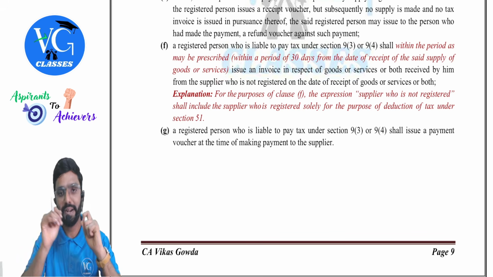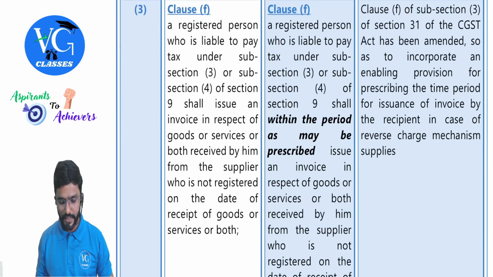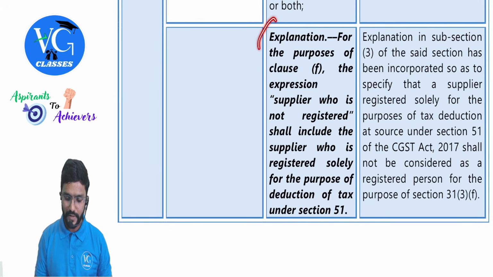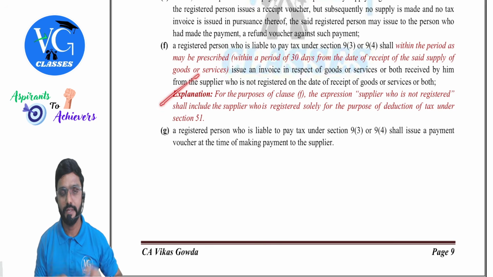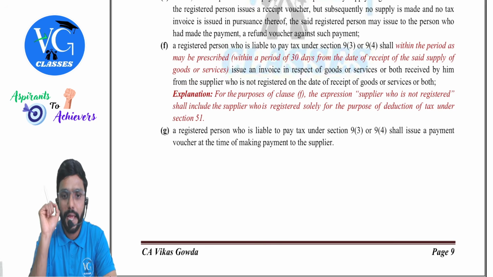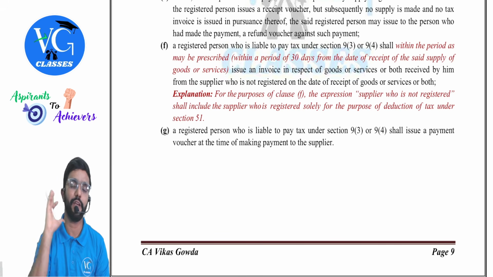But here there is one more explanation which is given. You can see whatever is in bold here. There's an explanation which is added newly. Let me read. This is a new thing. Please be careful. Explanation: for the purposes of clause F, the expression supplier who is not registered shall include the supplier who is registered solely for the purpose of deduction of tax under section 51.